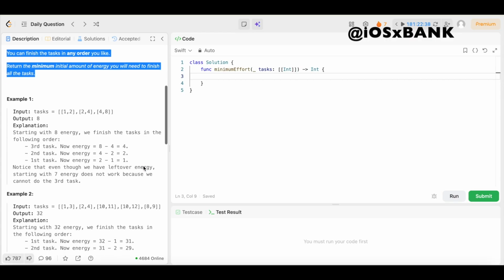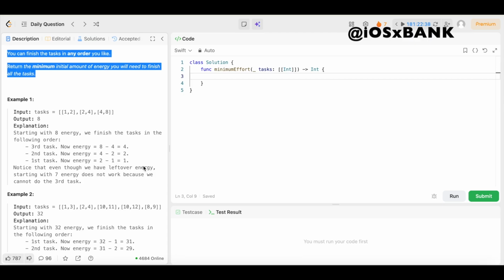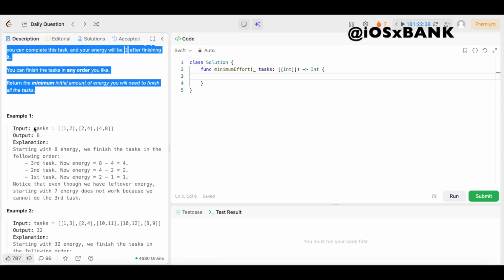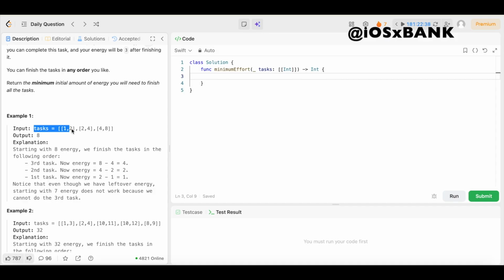All right, y'all, so that may seem a little bit confusing at first, so let's take a look at these examples just to make sure that we are doing this problem correctly. In example 1, our input tasks is a 2D array of integers. First array is [1, 2], next array is [2, 4], last array is [4, 8]. The output is 8, so that means that 8 is the minimum initial amount of energy we need to finish all tasks. So let's look at the explanation to see what they mean by that.